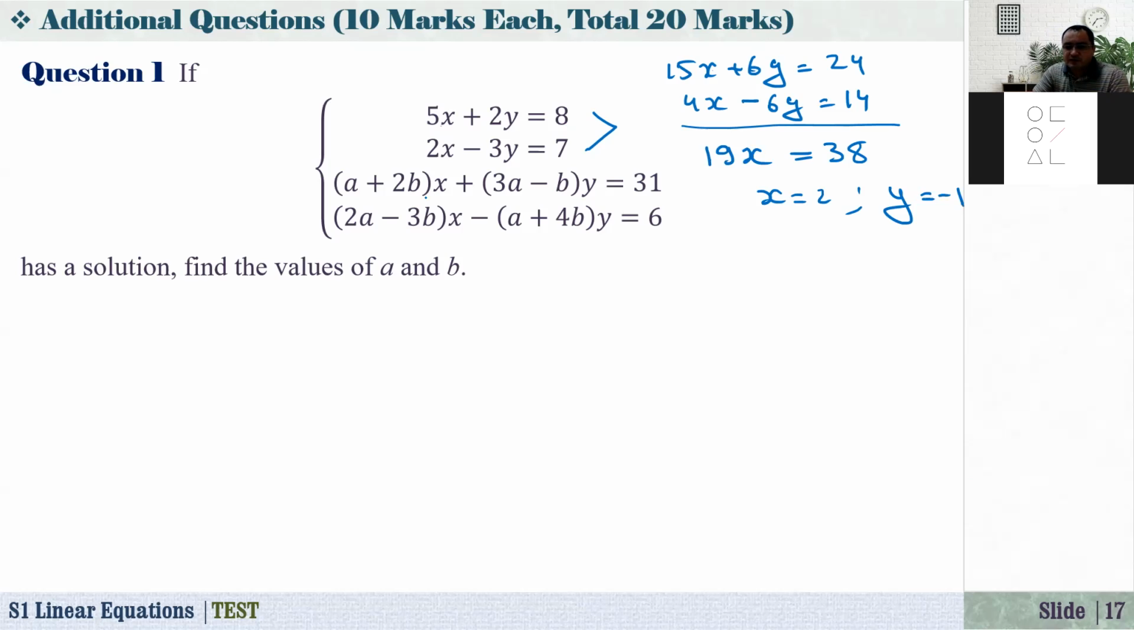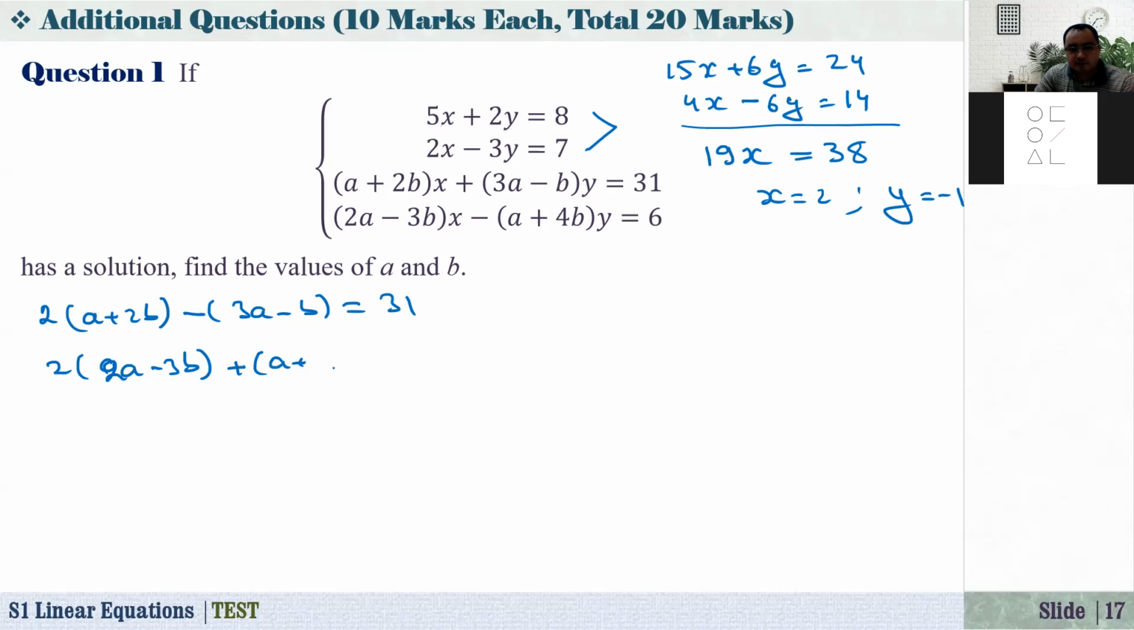Okay. So now if you substitute into the third equation, what is x? x equals 2. So here we have 2 times (a plus 2b), plus, what is y? It is minus 1, so minus 1 times (3a minus b) is equal to 31. The second one, here we have 2 times (2a minus 3b), minus (a plus 4b) is equal to 6. Now again, just simplify. We have two equations in terms of a and b, and we will get the value of a and b.